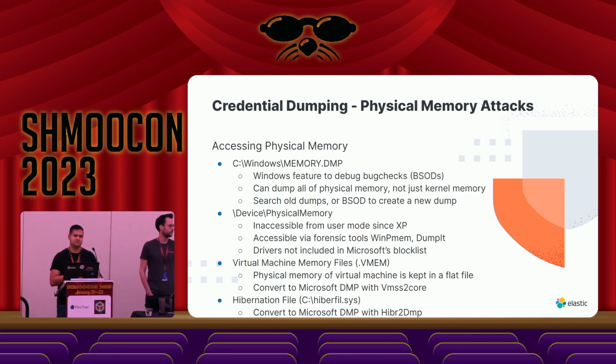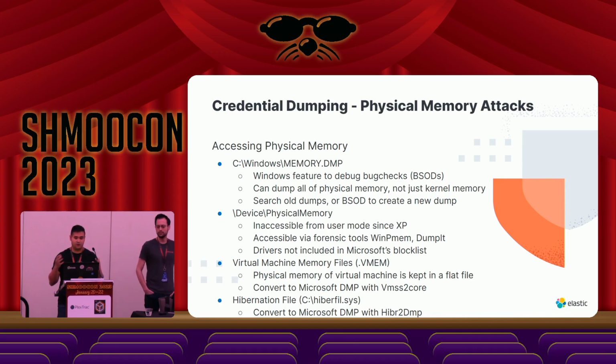Another option that you can pursue is the physical memory device, which is a section object created by the kernel that enables access to physical memory. Direct access to this device is facilitated by forensic tools via signed drivers, including WinPMM and Dumpit. And one primary advantage to this approach is that Microsoft's block list does not typically include drivers like WinPMM due to their benign use.